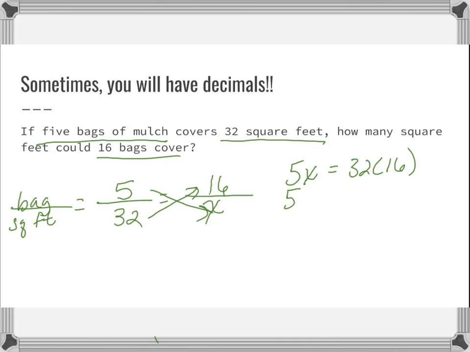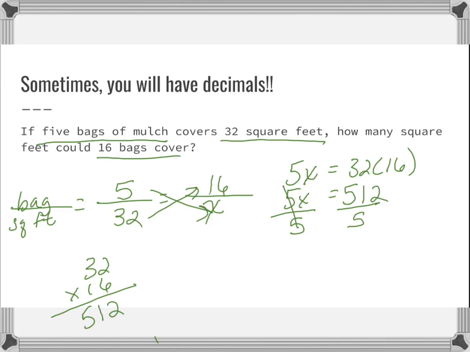So let's work out what 32 times 16 is. Pause here, work that out. So if you worked it out correctly, you would get 512. So 5x is equal to 512. Then we have to divide by 5. So then that gives us 512 divided by 5.